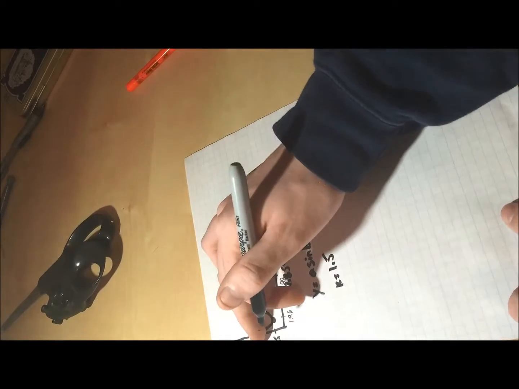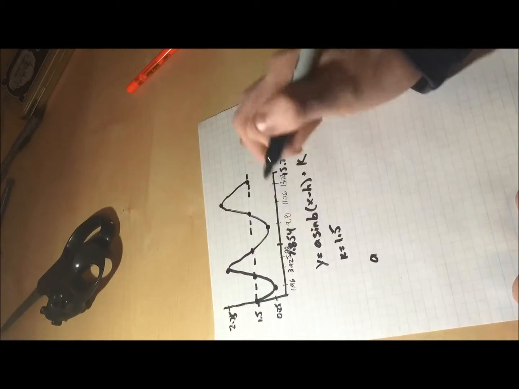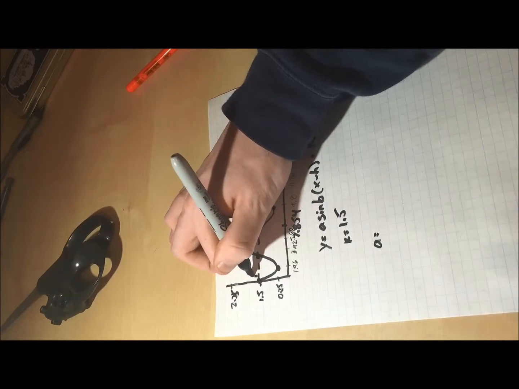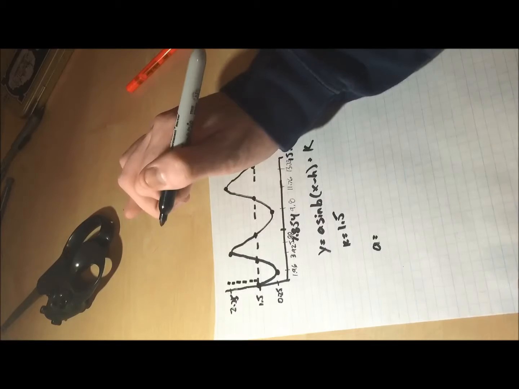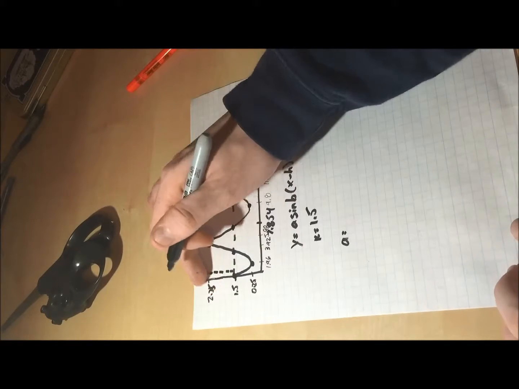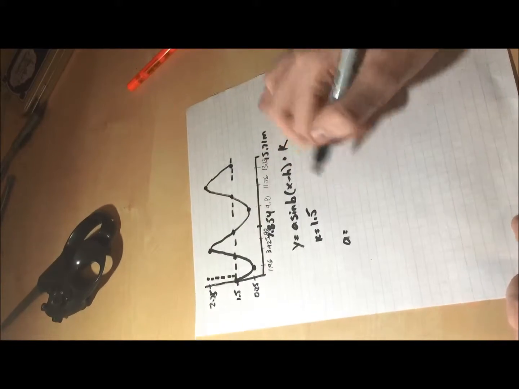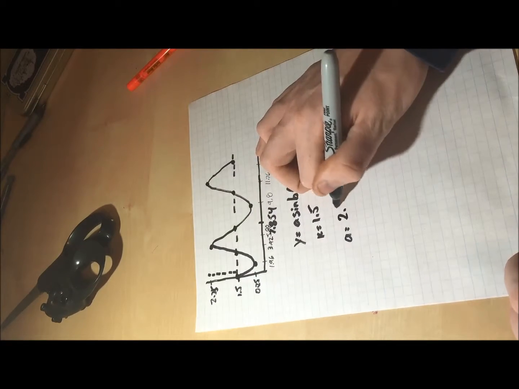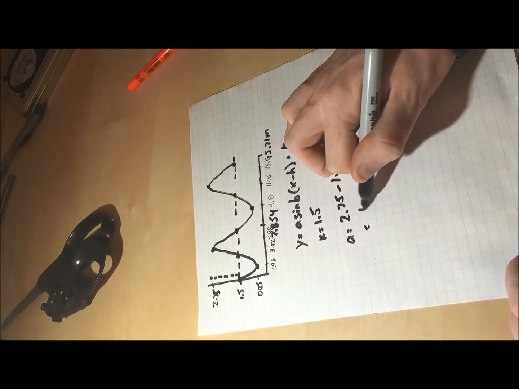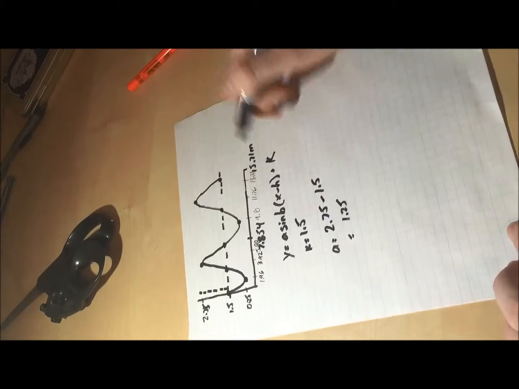Next, we'll be finding our a value. The a value is the amplitude of the function. The amplitude is the distance between the max or the minimum height from the axis, so this dotted line right here. And so we can calculate the amplitude by doing the maximum height minus the equation of the axis. So this will be 2.75 minus 1.5, and this will give us 1.25. And there we go. We already have 2 of what we need.